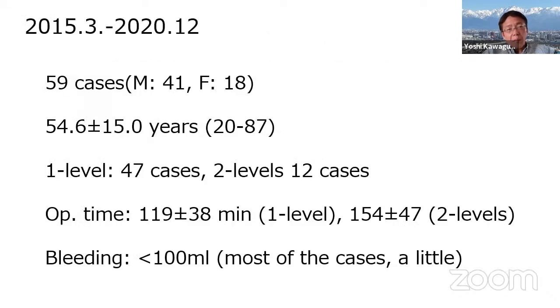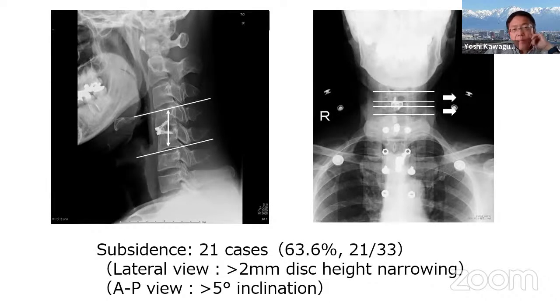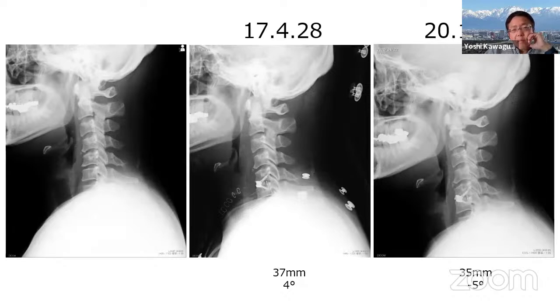In total, we performed the operation in 59 cases. The surgical results were satisfactory. However, we encountered 21 cases with subsidence of the device, more than 60%. The definition of subsidence is shown here. This is a severe case of subsidence of the device.